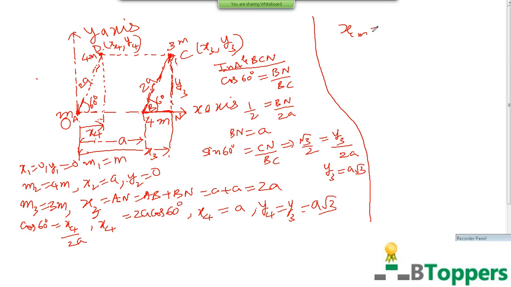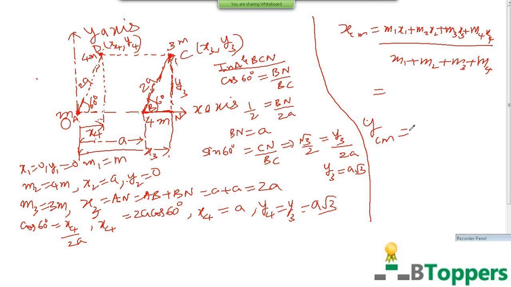Now use the equations for coordinates of the center of mass. The x coordinate of the center of mass is given by m1 x1 plus m2 x2 plus m3 x3 plus m4 x4 by m1 plus m2 plus m3 plus m4. You take a pause and complete the calculation yourself. Substitute the values of all m1, m2, m3, m4, and x1, x2, x3, x4. Similarly, the y coordinate of the center of mass is equal to m1 y1 plus m2 y2 plus m3 y3 plus m4 y4 divided by m1 plus m2 plus m3 plus m4. You copy the calculation part, take a pause and copy the calculation, and complete the solution of the problem.